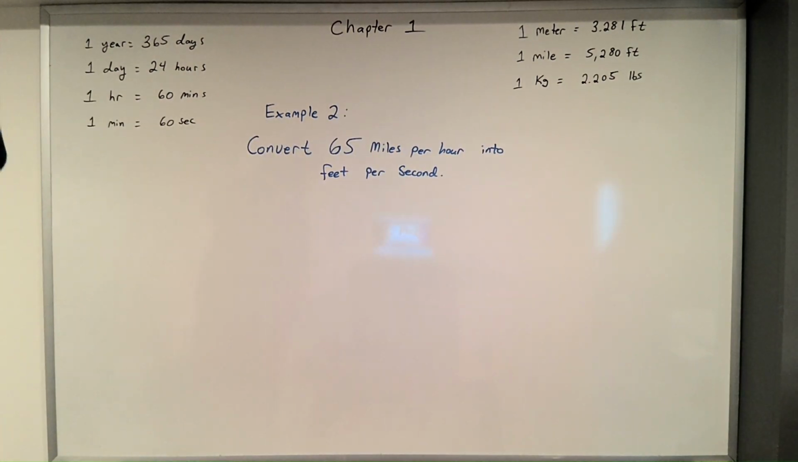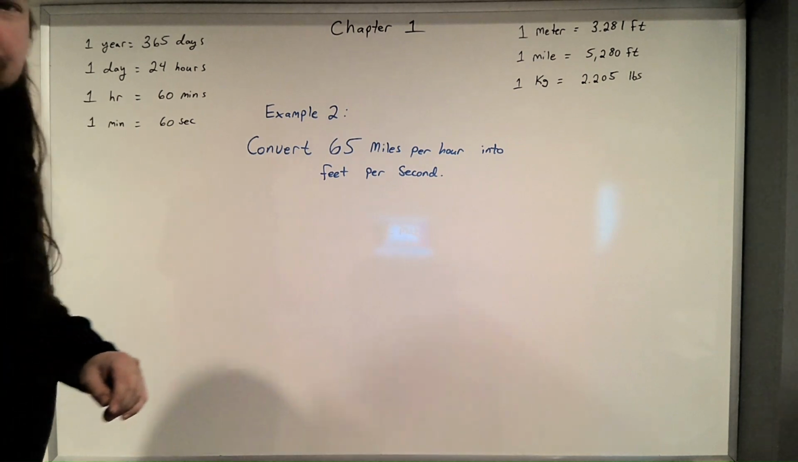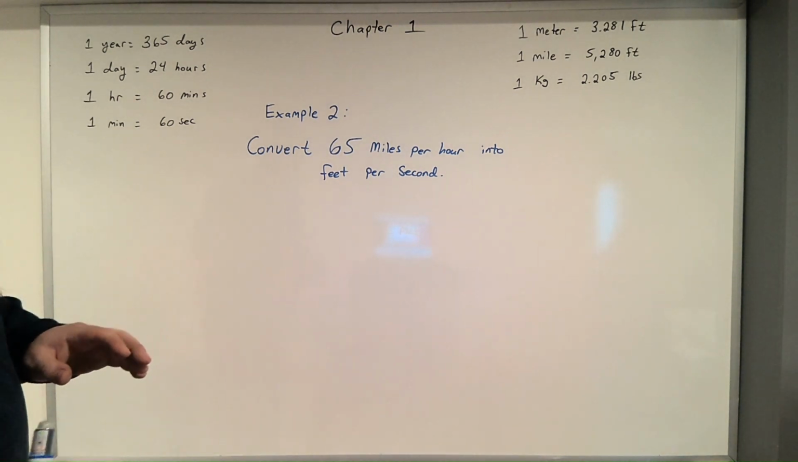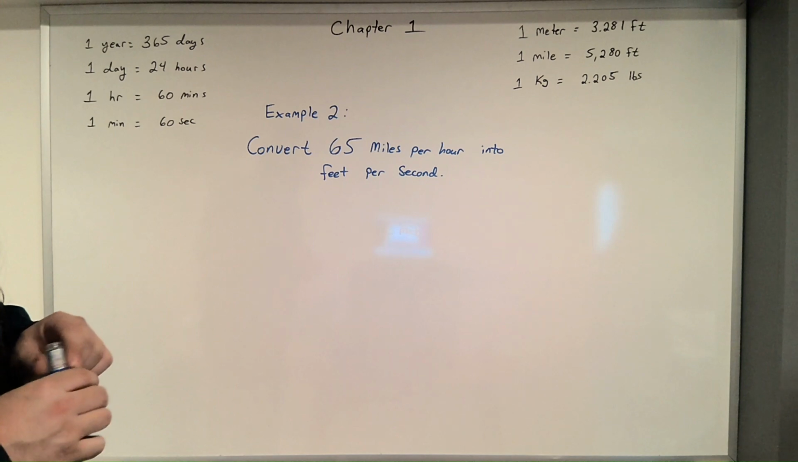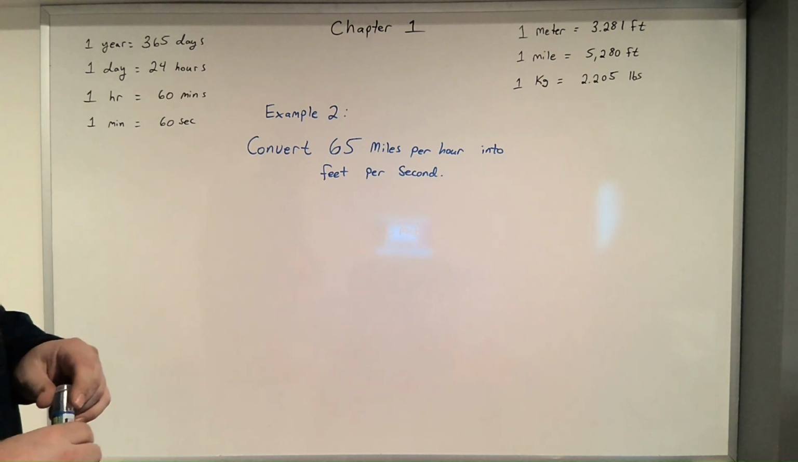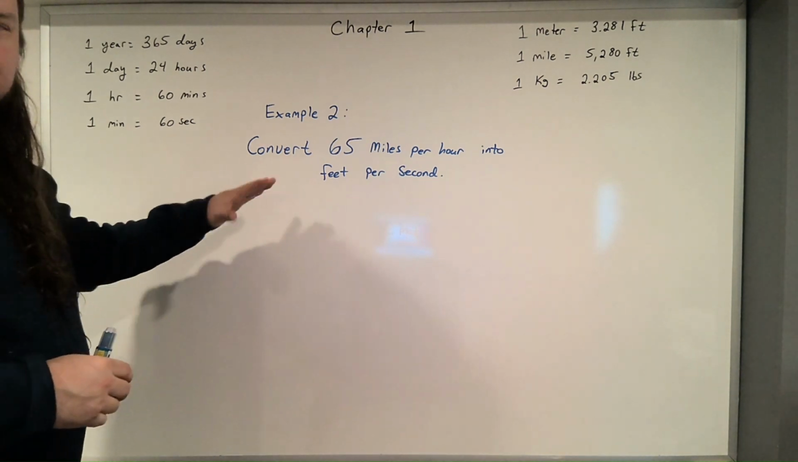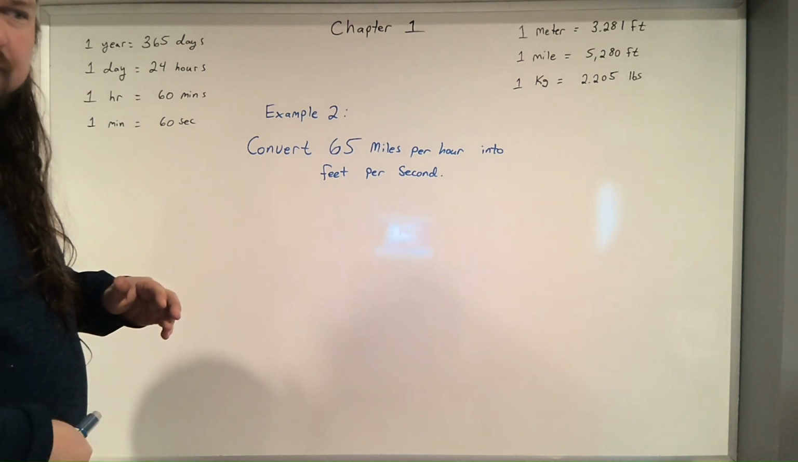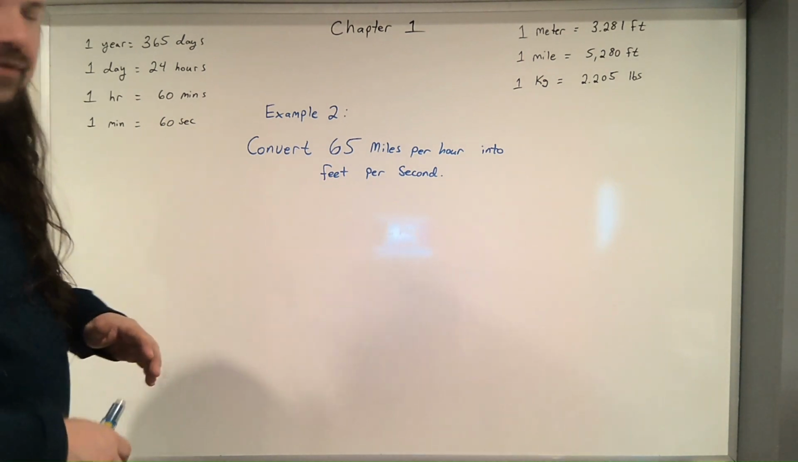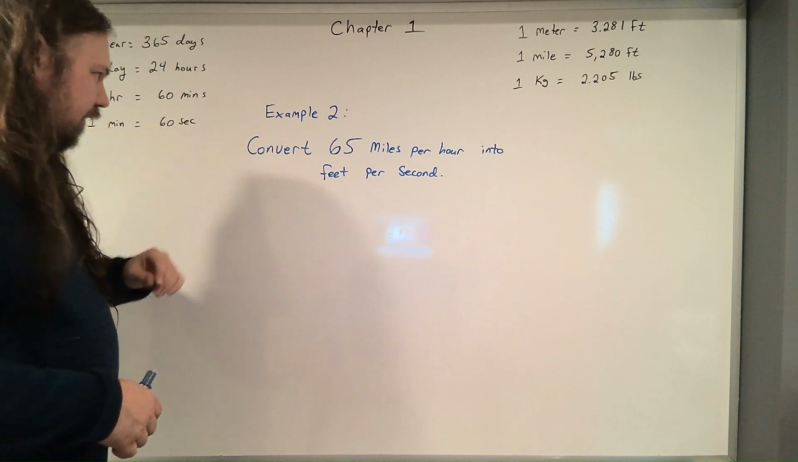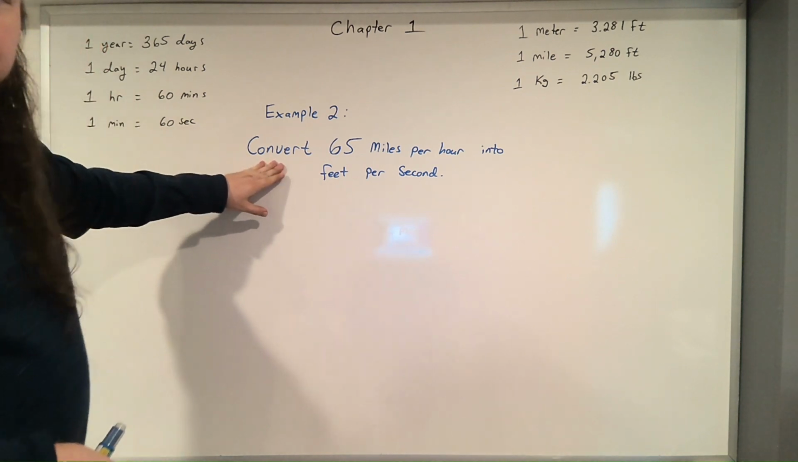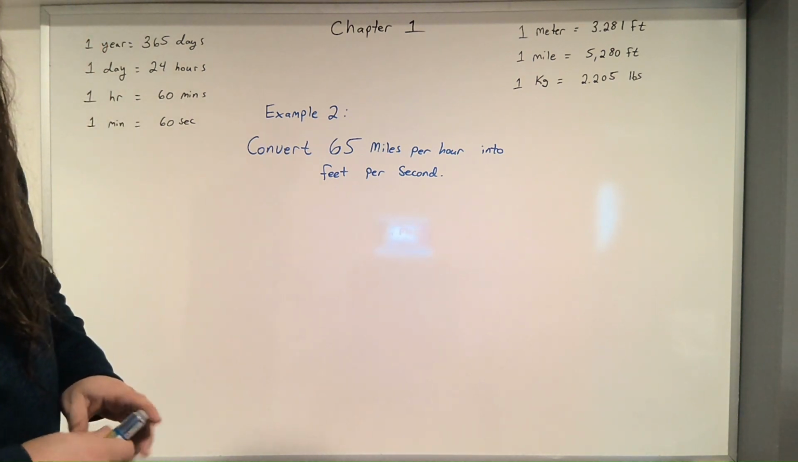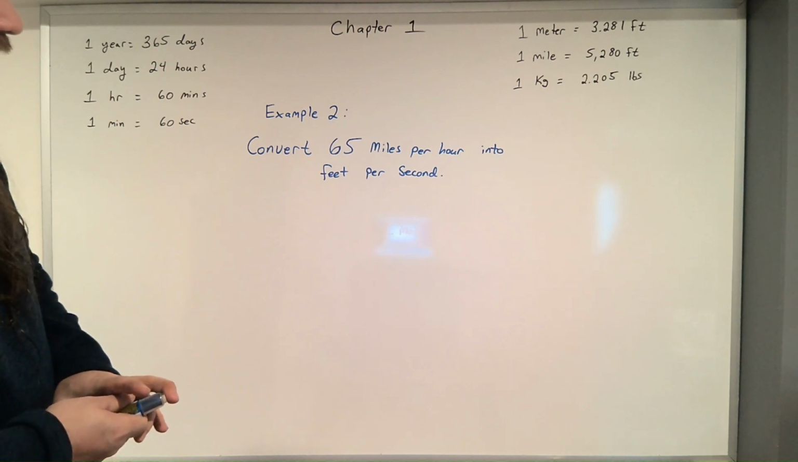All right, so let's try this one. Example 2. The first one that we did was kind of a single problem where we just converted the one unit over. There are more complex ones where we have to convert both units, convert 2 units. And this is an example of 2-unit conversion. So this example says that we need to convert 65 miles per hour into feet per second.